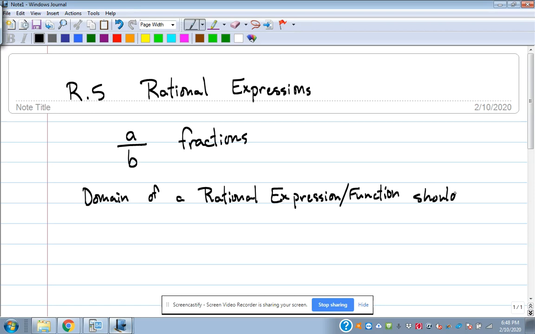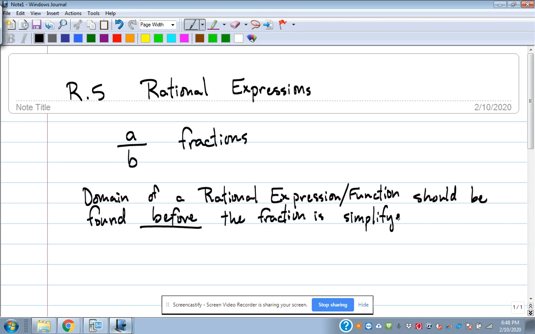Should be found before the fraction is simplified. Well, simplified has an I. That's why my reading score is so bad. Simplified. All right, so we're going to find that domain before we simplify, and then we're going to do some simplifying, and that's where the factoring comes in, to the simplifying and also the domain.